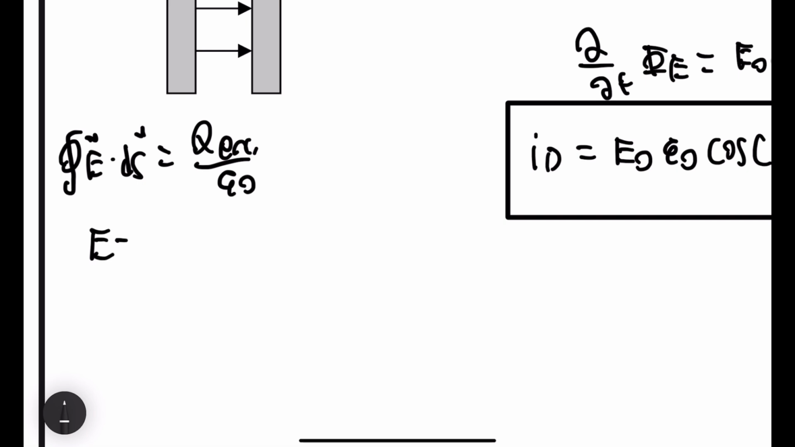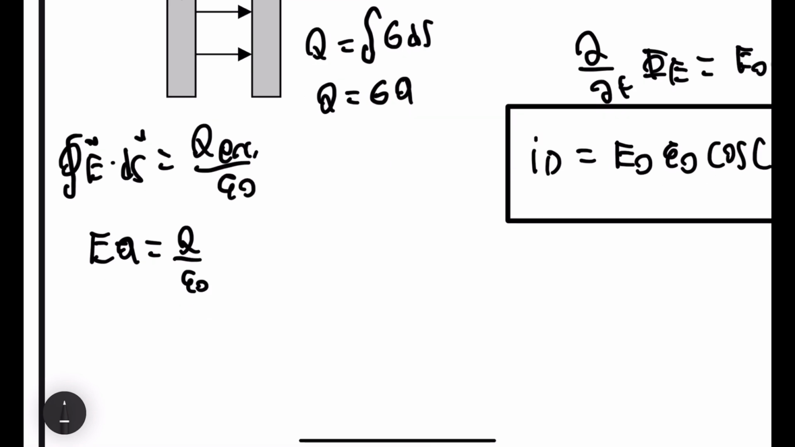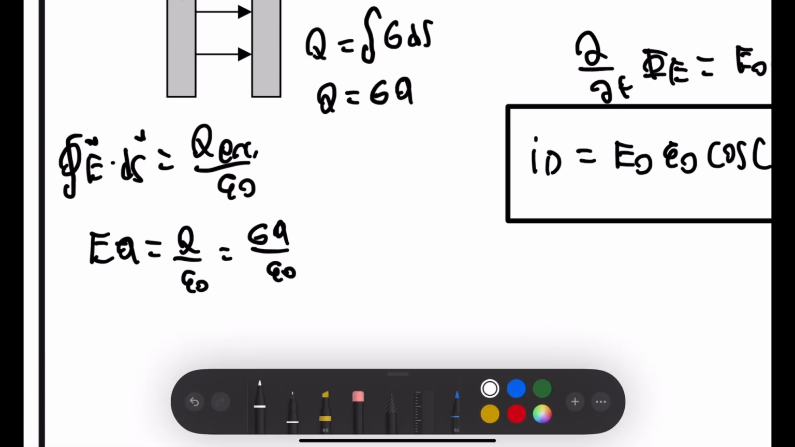So we get E little a is equal to Q over epsilon naught. But Q is equal to the integral of sigma dS. And in this case, my area would be little a. So then Q would be sigma little a, so sigma little a over epsilon naught. I get that the a's cancel. So the electric field for a capacitor is sigma over epsilon naught.